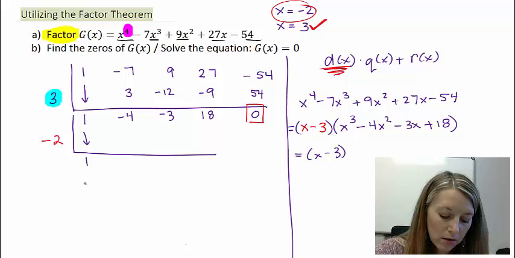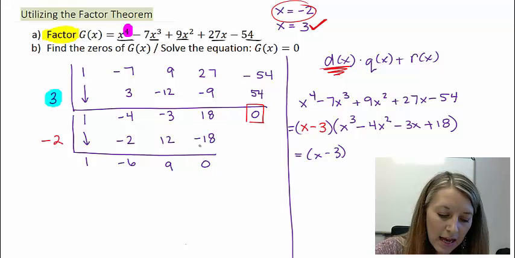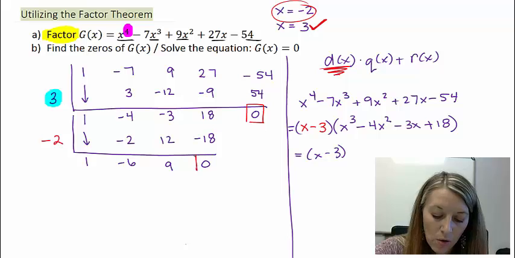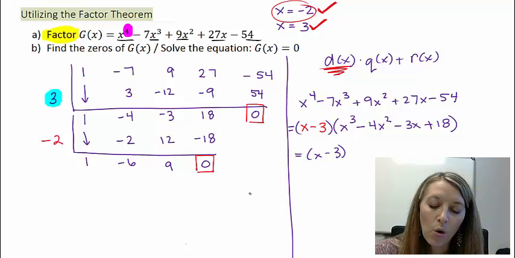Bring down my 1. Multiply gives me negative 2. Add gives me negative 6. Multiply gives me 12. Add gives me 9. Multiply gives me negative 18. And if I add, I get a remainder of 0, which we were guaranteed because the calculator told me that this was an x-intercept or a 0 of the function.